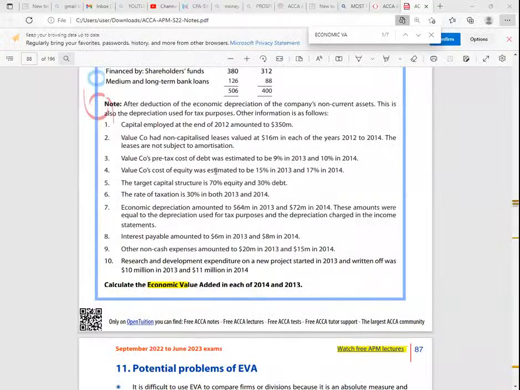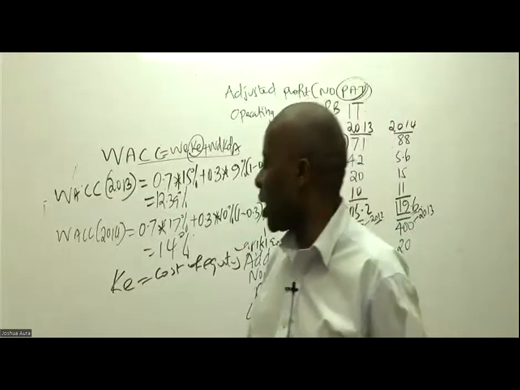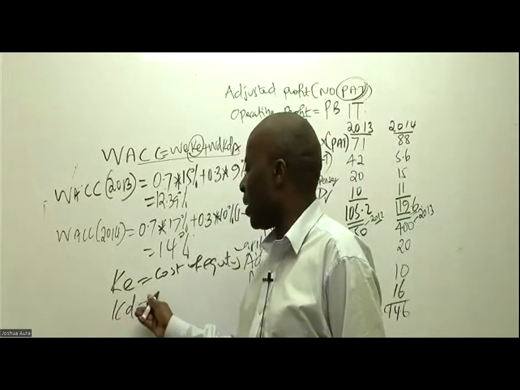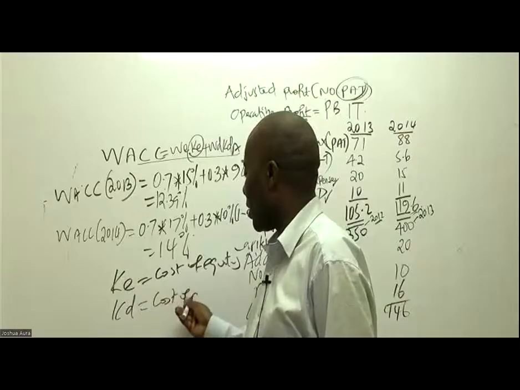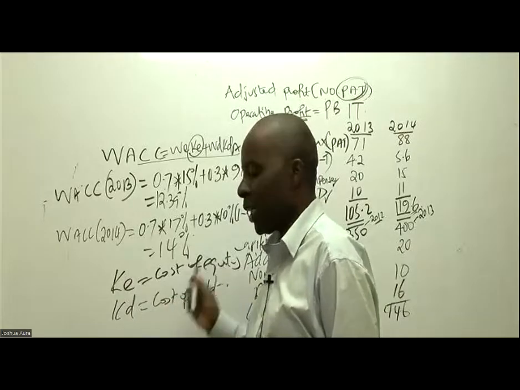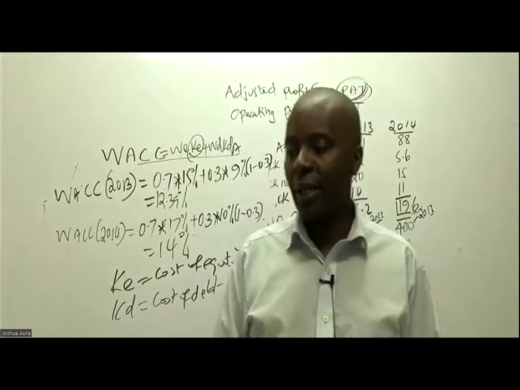They have given you the cost of equity for the 2 years. If it's 2013, it's 15%; 2014 is 17%. And then we have KD, which has also been given. It's about just plugging in. Remember, KD stands for cost of debt.